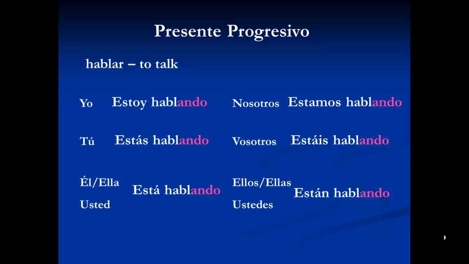Now if you notice, what's really great about this tense is if you conjugate the verb hablar into the ANDO form, the present progressive, the present participle form, you just leave that alone. All you need to do is change the form of estar and add that present participle and you're done.